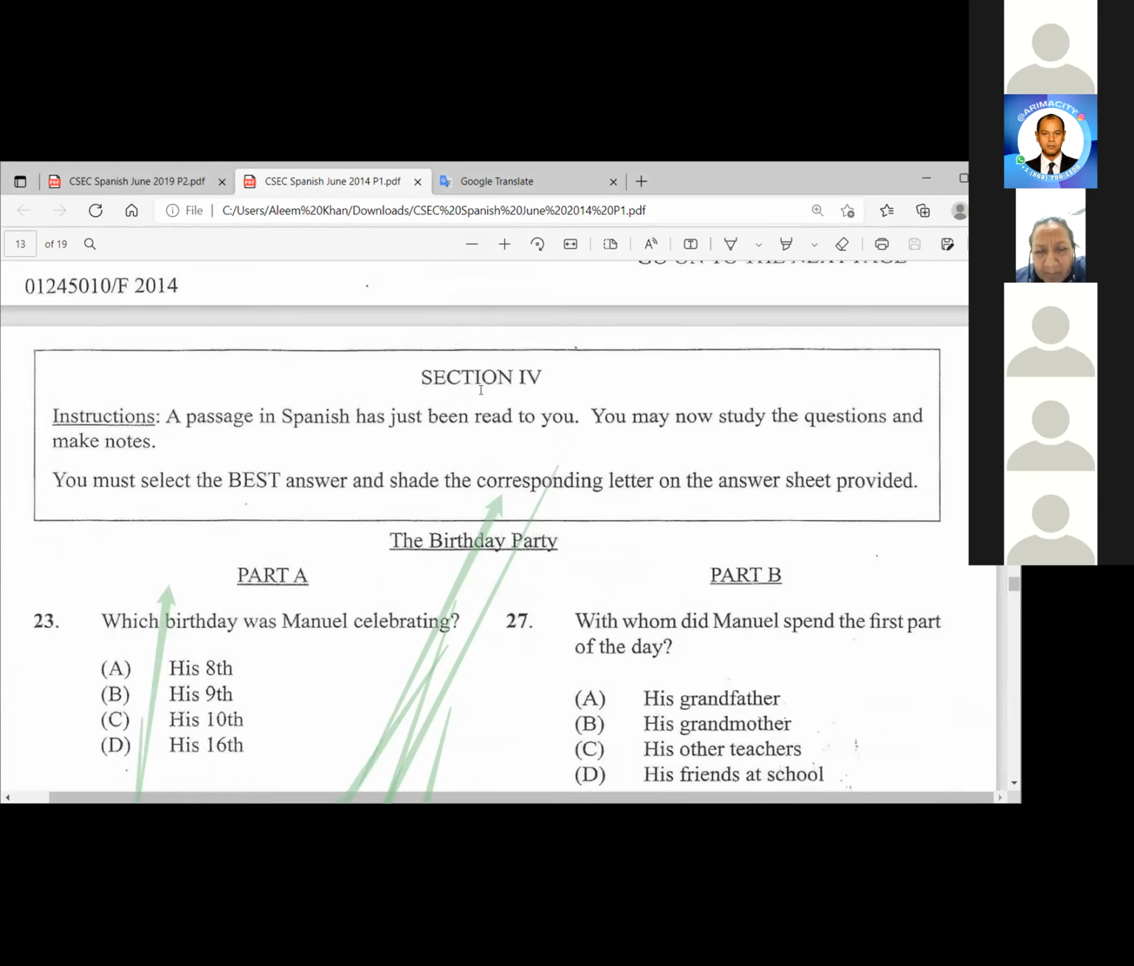A passage in Spanish has just been read to you. You may now study the question and make notes. You must select the best answer as indicated on the answer sheet provided.